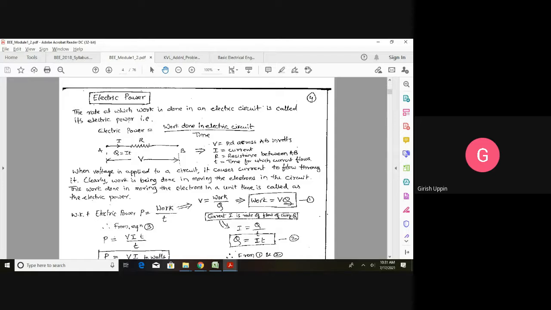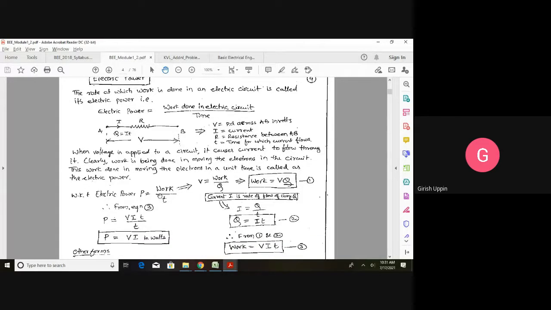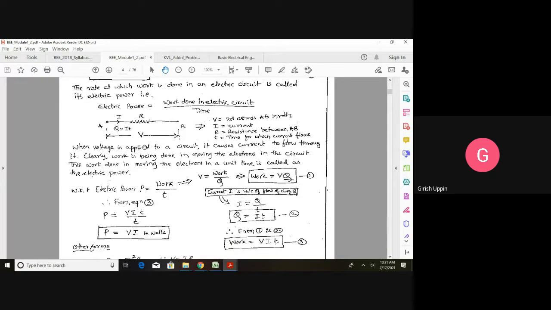And what kind of work do you do in an electrical circuit? In an electrical circuit, we have to move around the electrons. That is the work that is done. Therefore electric power is equal to work done in the electric circuit divided by time. There is a small derivation. This is a resistor, the voltage across that resistor, the current flowing is I, and R is the resistance value. With this definition, what is power? Work done in an electric circuit divided by time. That is P is equal to work divided by time, T.